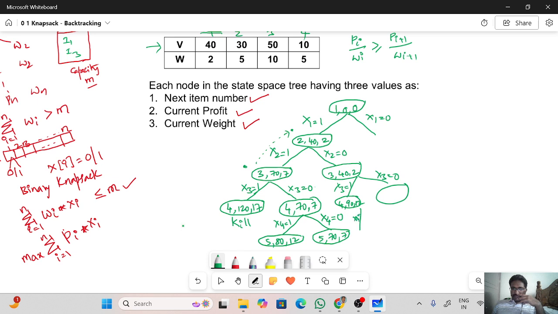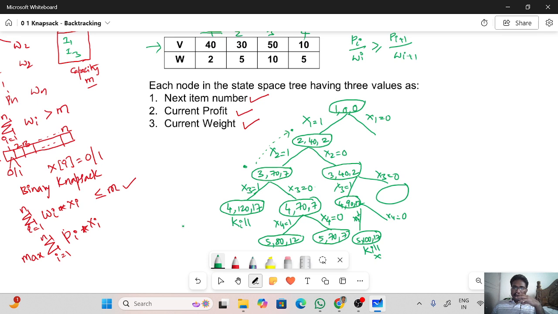x4 equal to 1 and x4 equal to 0. What is x4? 1. Nothing but what is the profit? 10. So 90 plus 10, 100. What is the weight? Earlier we have 12, so 12 plus 5, 17. What is our knapsack capacity? 16. So unable to create this node, kill this one.